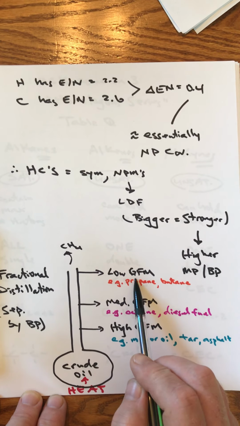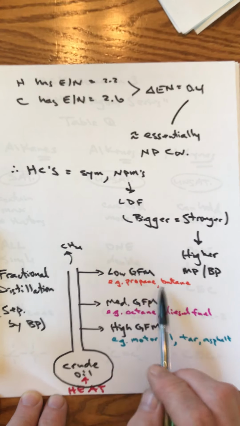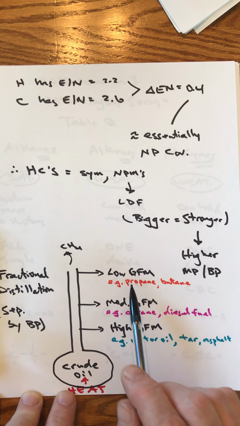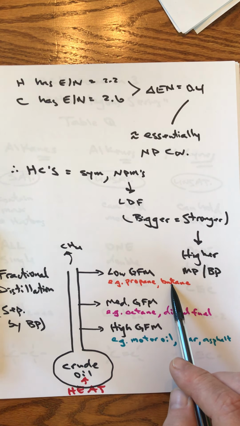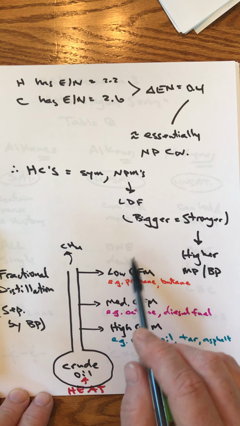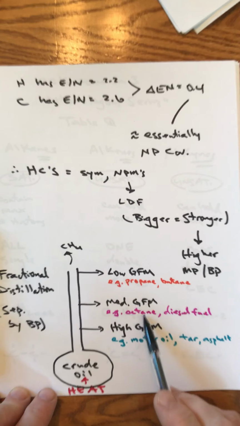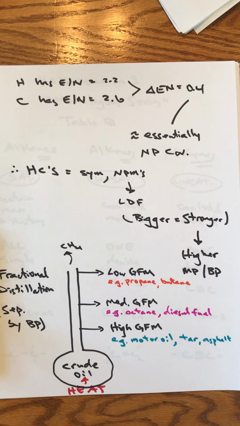But your low GFM hydrocarbons will be the hardest to condense, and you might actually have to increase pressure or whatnot. But things like propane and butane, which are gases at room temperature, they're going to come out of the top of the column. As you get larger and larger, by the time you hit things like pentane and hexane, a little bigger octane, which is gasoline, or diesel fuel, which is dodecane, that's 12 carbons, they're in the middle.